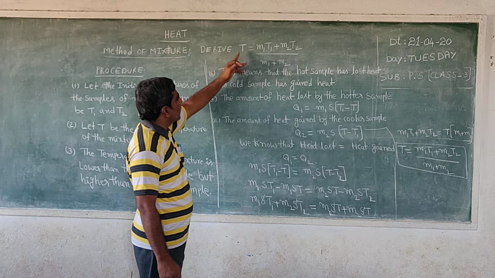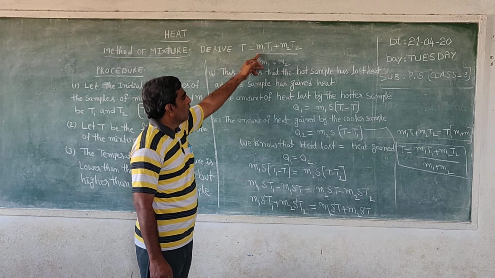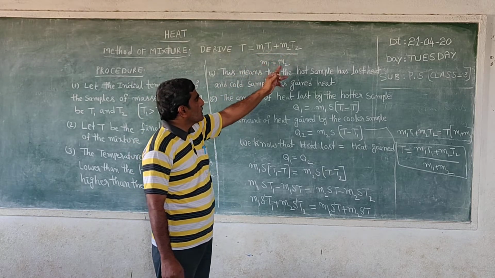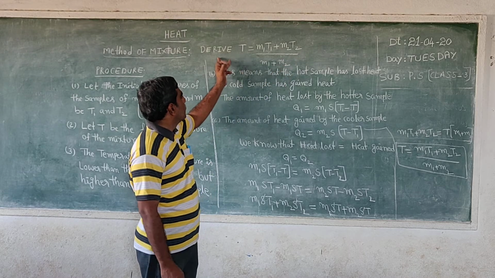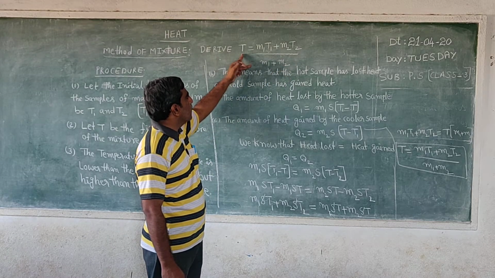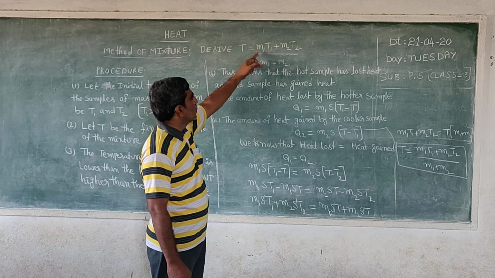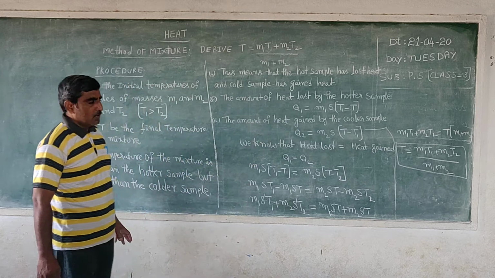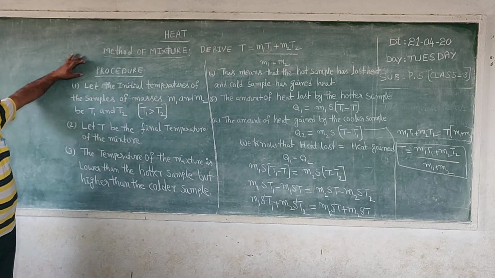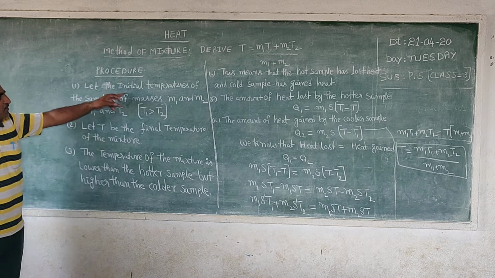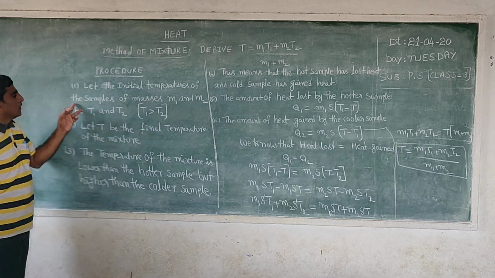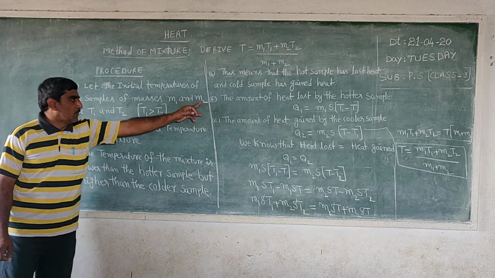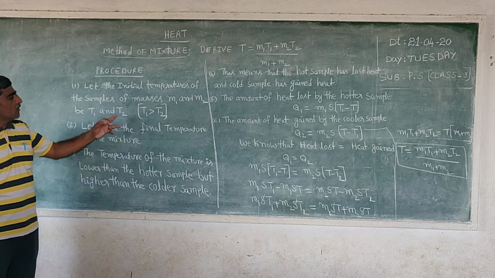When T is equal to the final temperature of the mixture, T equal to M1 T1 plus M2 T2 by M1 plus M2. Derive the equation for the final temperature of the mixture. Procedure: let the initial temperatures of the samples of masses M1 and M2 be T1 and T2.